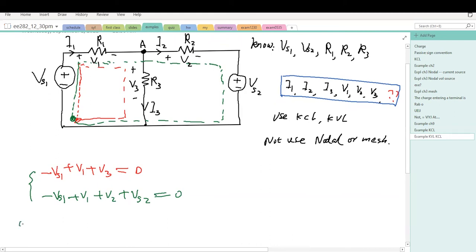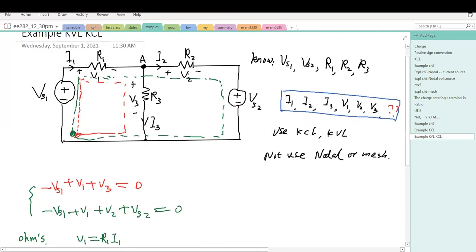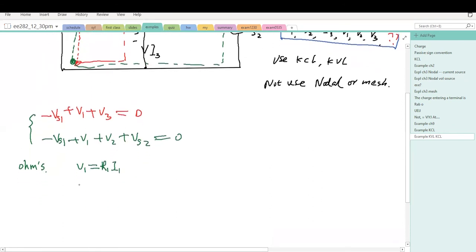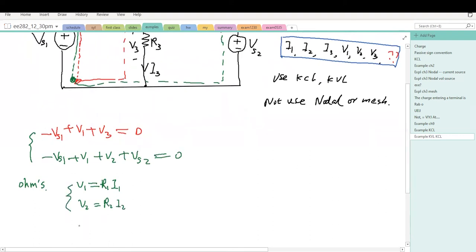Next, I'm going to use Ohm's law. V1 equals R1 I1. V2 using Ohm's law, V2 equals R2 I2. V3, we know, equals R3 I3.